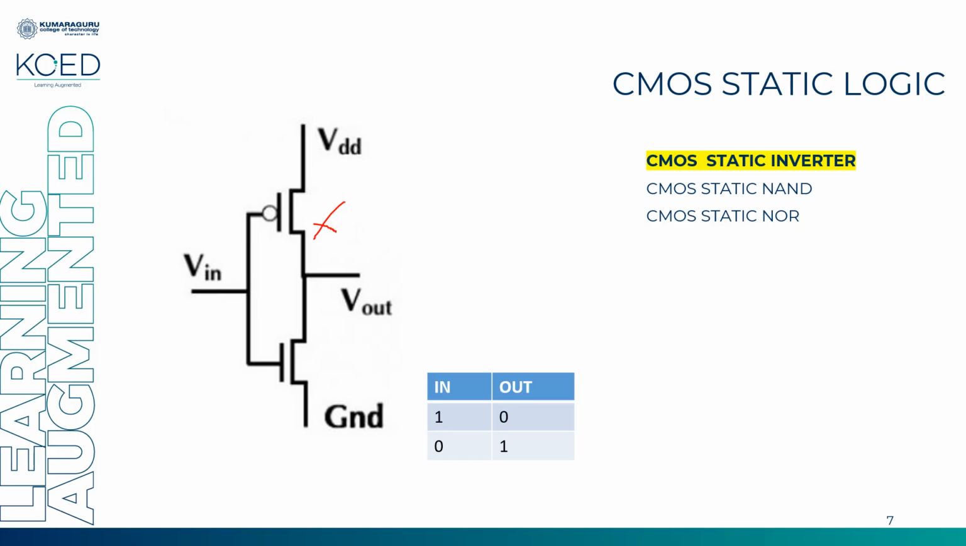Okay, so what happens when you give a 0? Your PMOS will turn on. Okay, so this will be in on condition. You have a path from VDD to output, so you have a higher output, that is 1.